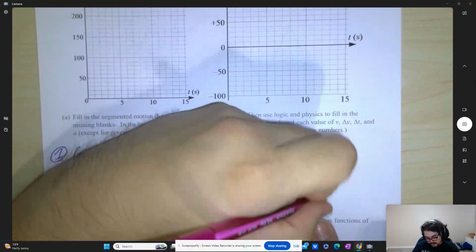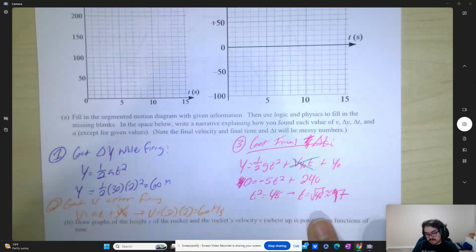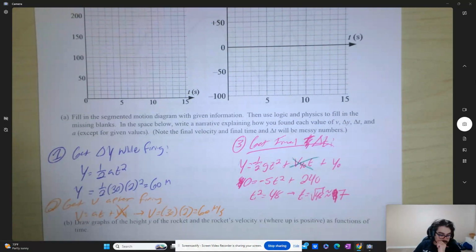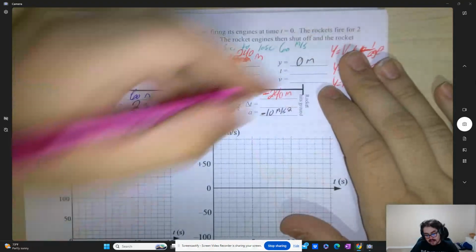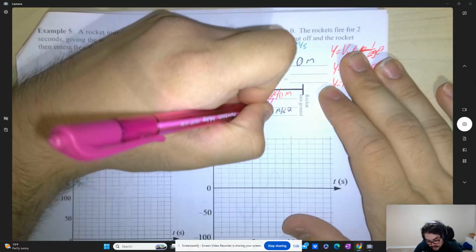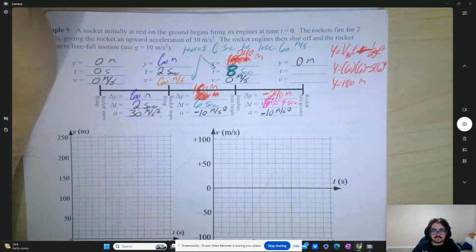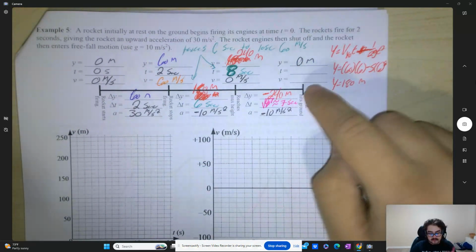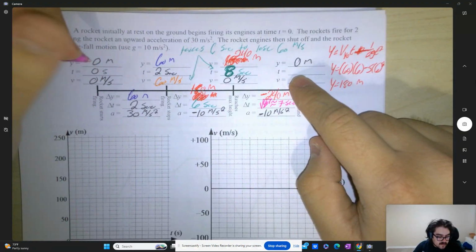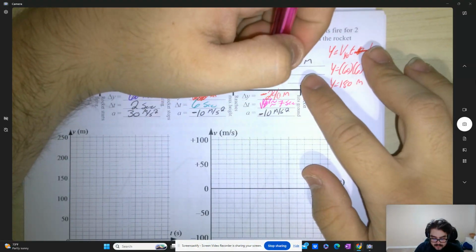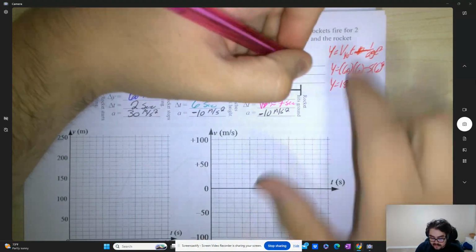That's approximately 7. Oh, that's a 9. Why did I write a 9? That's approximately 7, which is perfectly fine. So I'm going to say that the change in time, the final change in time, is root 48, which is about equal to 7 seconds. And the final time is going to be about 15 seconds, right? If we do 8 plus 7, that gives us 15.